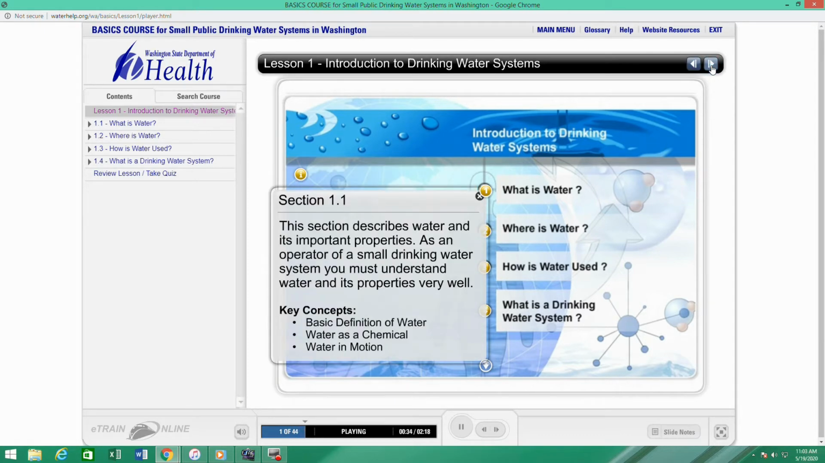Section 1.1, What is water? This section describes water and its important properties. As an operator of a small drinking water system, you must understand water and its important properties very well.